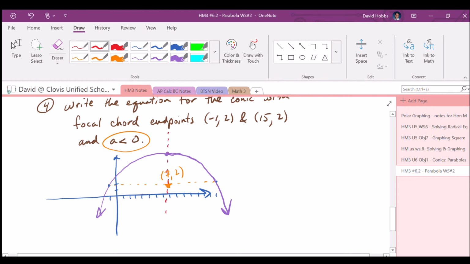Okay, now remember the total length of the focal chord is 4c. And then you have 2c and 2c. Well, what's the total length between those two? The total length between those two, horizontal distance, that's 16, and that's 4c. So c is 16 divided by 4, which is 4. So c is 4. So if I go up 4 from 7, my vertex is at 7, 6, and there's my H and K.